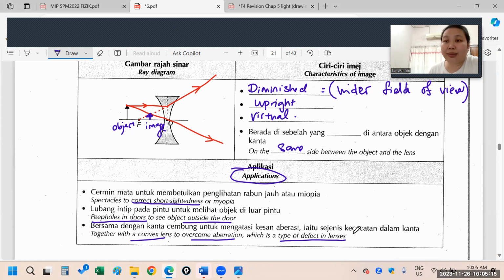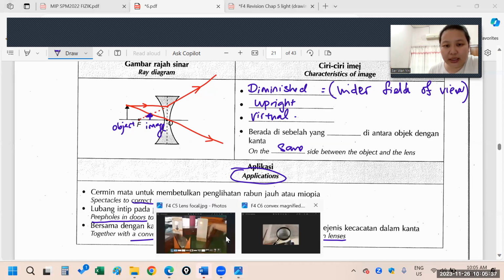Also, we can use as multifocal lens. Okay, some people, not some people, I might be the one. When I get older, I will get some long-sightedness, but I still have short-sightedness, so I need two focal lengths. Let me check if I have one.